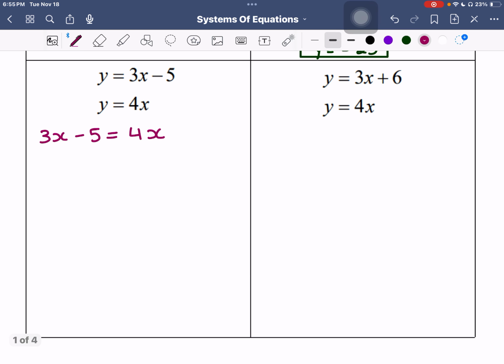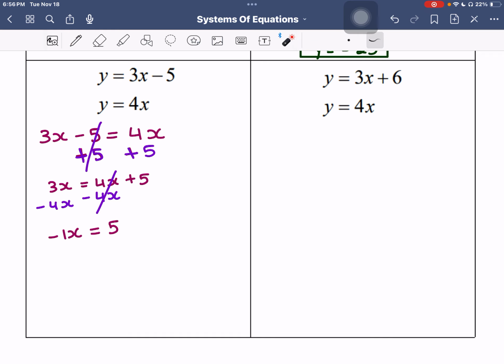So I will add 5 to both sides. Negative 5 plus 5 will cancel out, and we are going to be left with 3x is equal to 4x plus 5. And then I'm still trying to get all the x's on one side, so I will subtract 4x from both sides here. 4x minus 4x will cancel out. 3x minus 4x is negative 1x, or negative x, is equal to just 5.